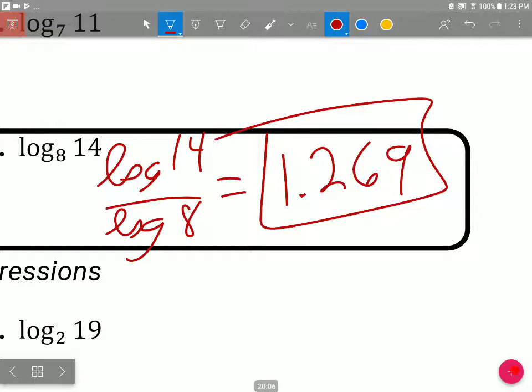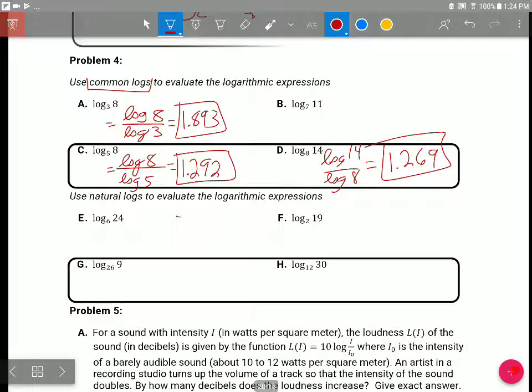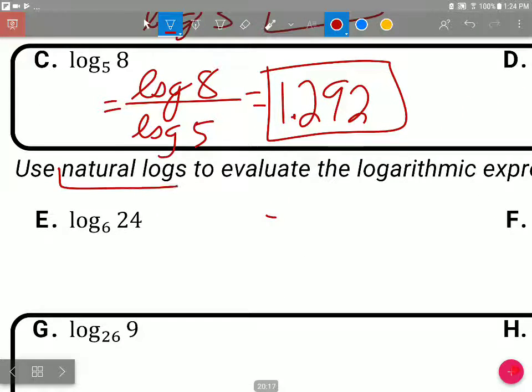Cool. All right, the part just underneath this. They say don't use your common logs, they say use natural logs. Well, would you like to look at your calculator and take a guess as to what button the natural log is? The ln button. That's your log base e. Your ln is your natural log.